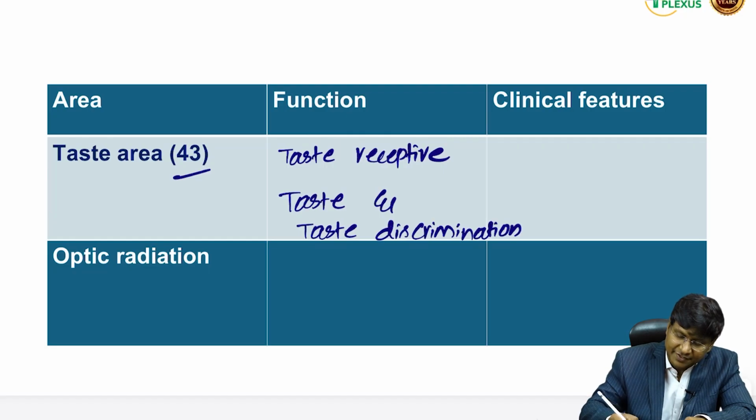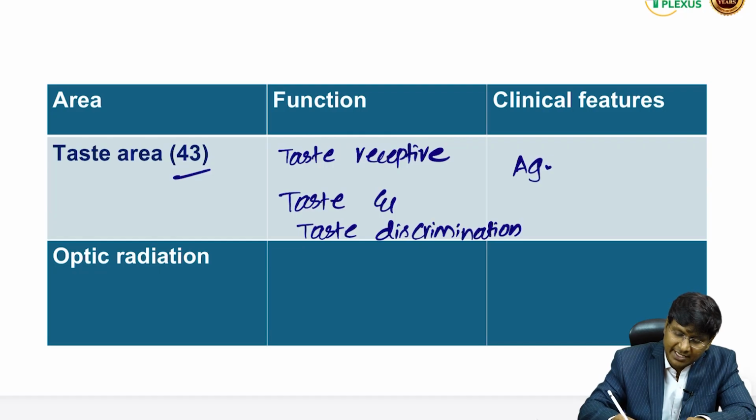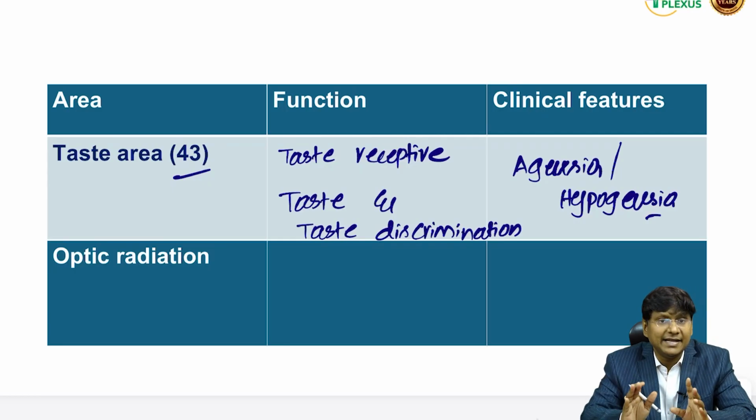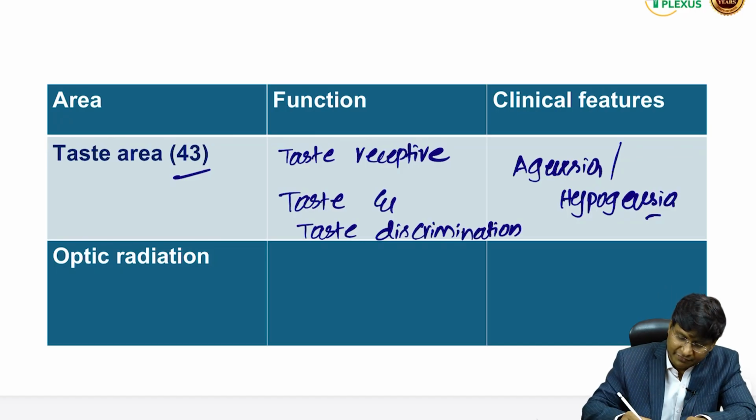And what will be the clinical features whenever there is damage to this taste area? That will result in ageusia or hypogeusia. And the next important area in the parietal lobe is the optic radiation. This is a part of the visual pathway.